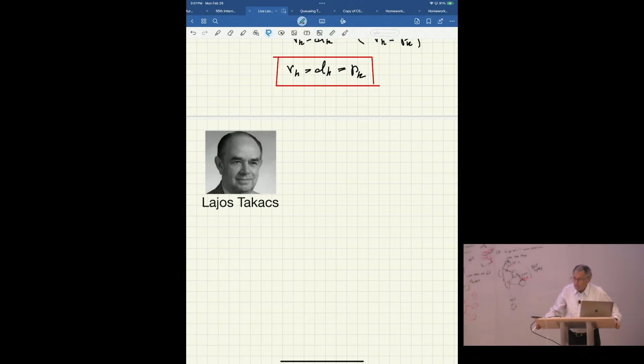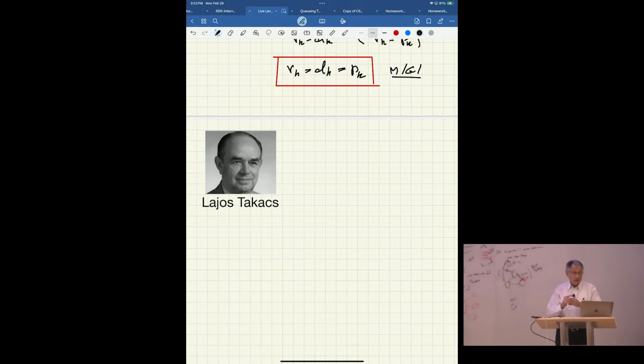Who came up with this brilliant idea of solving for only at the departure points? This guy, Lajos Takacs. Brilliant move, and you see it does what we want. What I'm saying here is that this is true for M/G/1. And so our two-state variable has become a single-state variable, the number in system at the departure times, which gives it to us at all times.